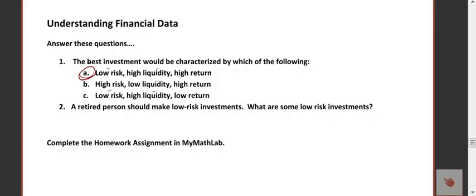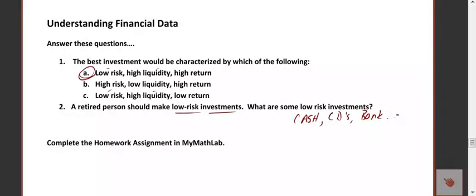So if someone is about to retire, they should make low risk investments. And some of those low risk investments are cash, CDs, money in the bank. That would be the lower risk investments.